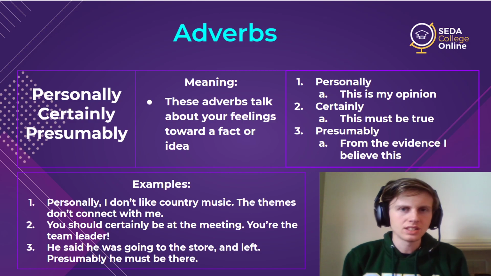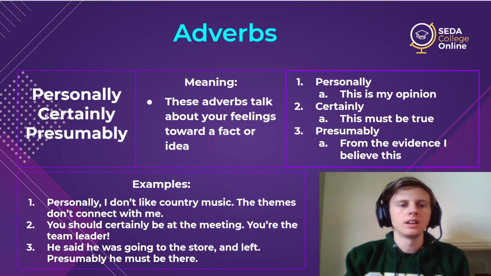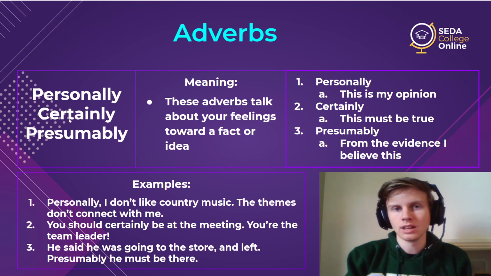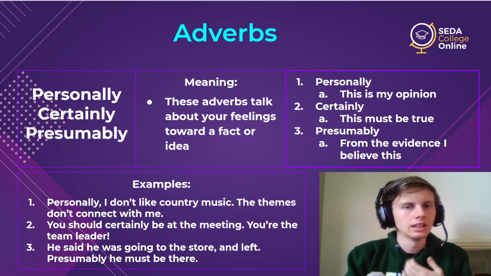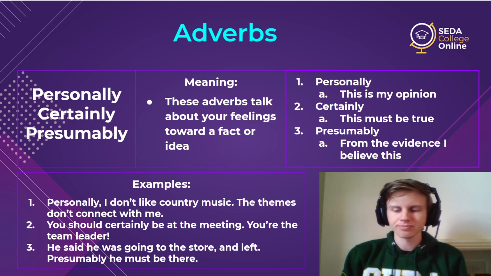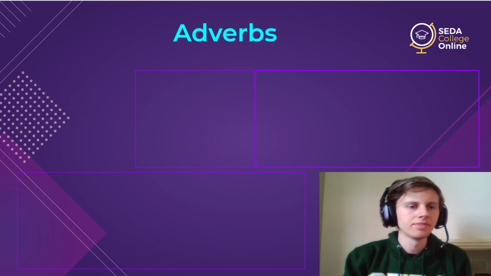All right, I'm going to do pronunciation for these. So personally, certainly, presumably. My accent shows for certainly. My American accent. You can use a more T sound here and say certainly, certainly. It's your choice. My pronunciation is certainly. I say it more down here.